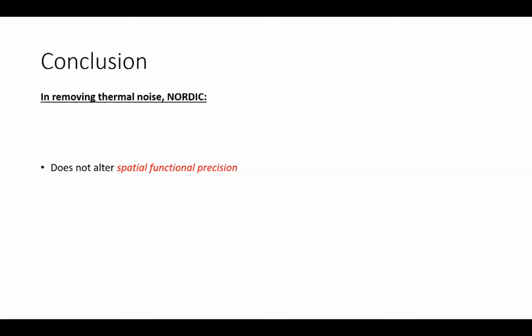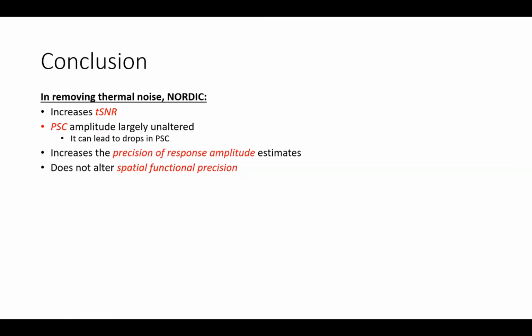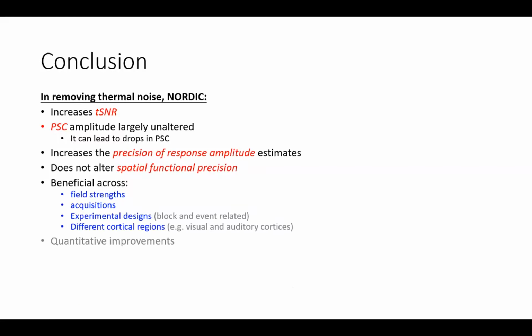So that's me done. So just concluding right now. In removing thermal noise, Nordic increases tSNR. Percent signal change remains largely unaltered. However, as we've seen, it can lead to some drops in percent signal change. It increased the precision of single trial or single block response estimates. It does not blur the functional precision of our data, or at least not meaningfully so. It's beneficial across field strengths, acquisition protocols, experimental designs, and different cortical regions.